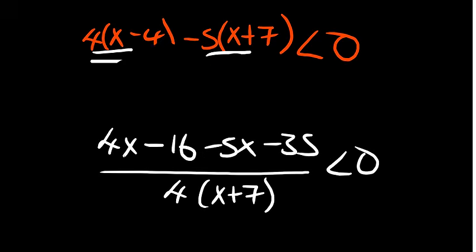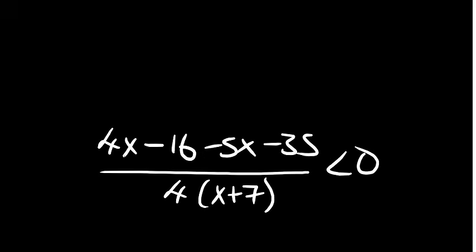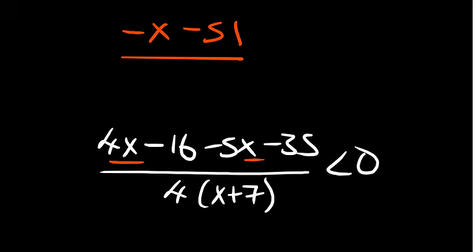Okay, let's try to simplify what we have on our numerator there. So 4x minus 5x is a negative x. 16 plus 35 is what? If you add 16 plus 35, it's going to be 51. So it's negative x minus 51 over 4(x plus 7). This should be less than 0. So how do you get to solve that inequality?